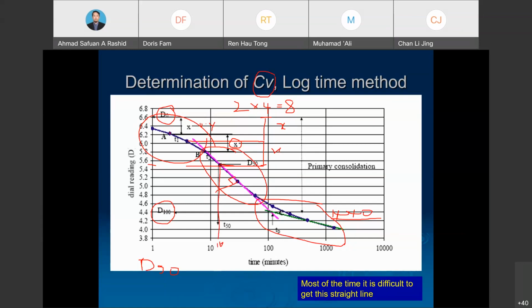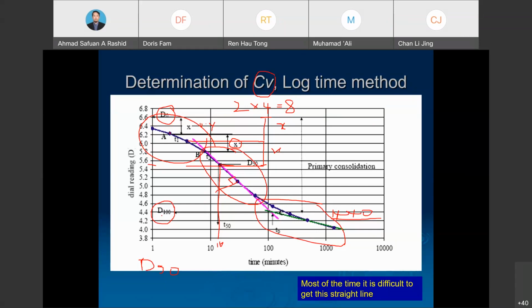Faham? Ada soalan? Tak ada. Soalan? Doctor, could you repeat again how to get the D50 from the graph?